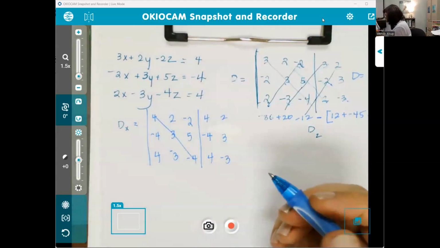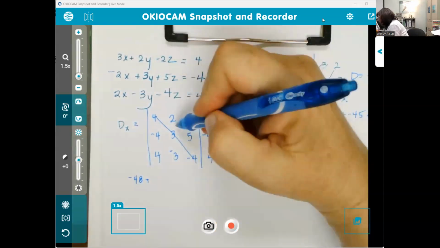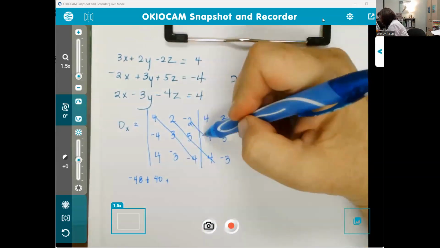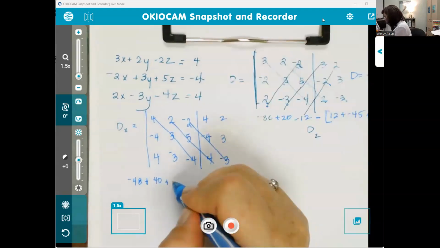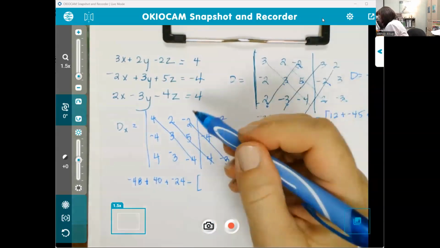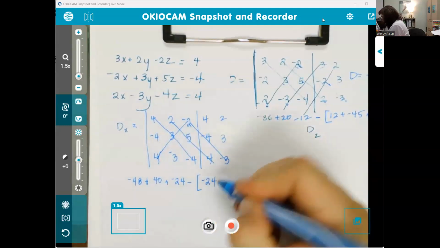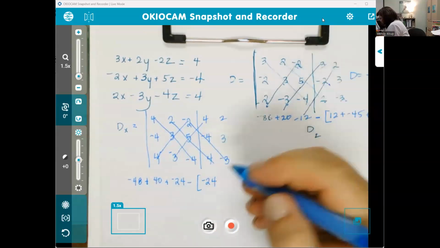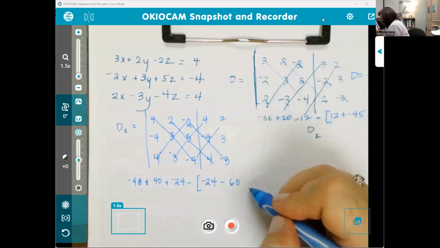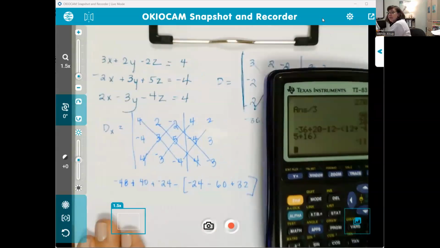4 times 3 times -4, -16 times 3 is -48. Plus 2 times 5 times 4, 10 times 4 is 40. Plus -2, -4, -3, +8, -3, -24, minus -2 times 3 times 4. -6 and 4 is -24. 4 times 5 times 3, 20, -3, -60. 2 times 16, 32. Once again, I'm going to let my man calculator do the dirty for me.